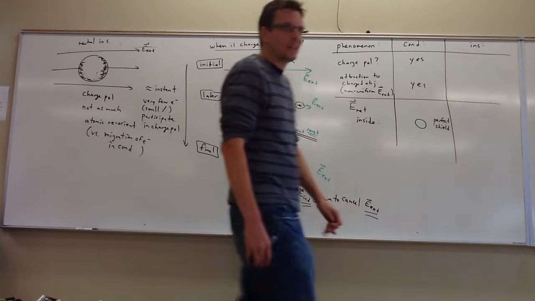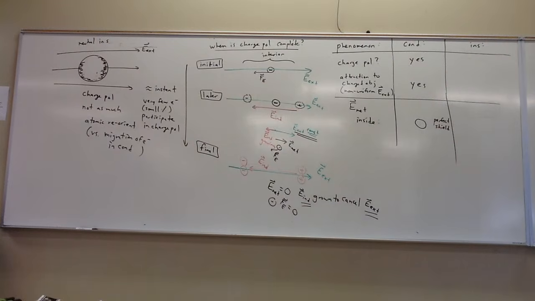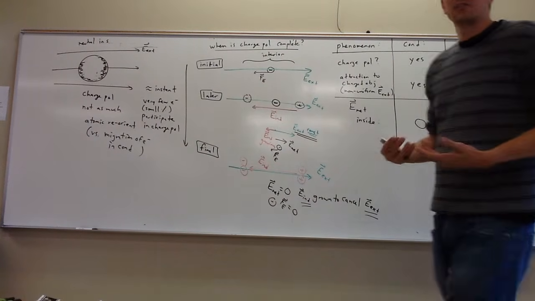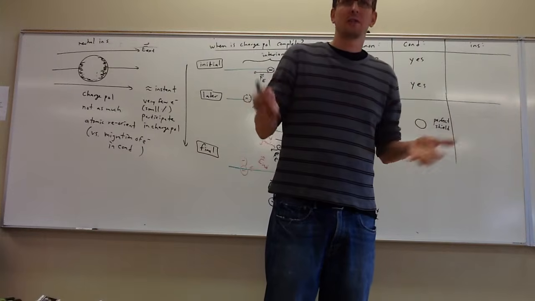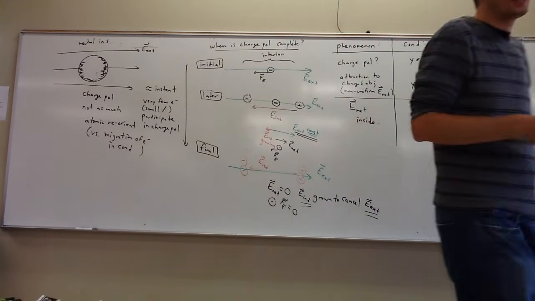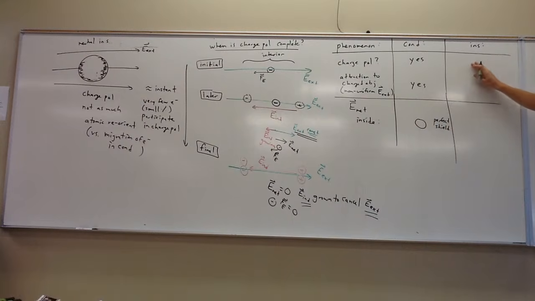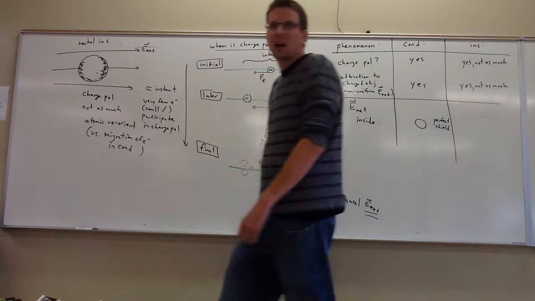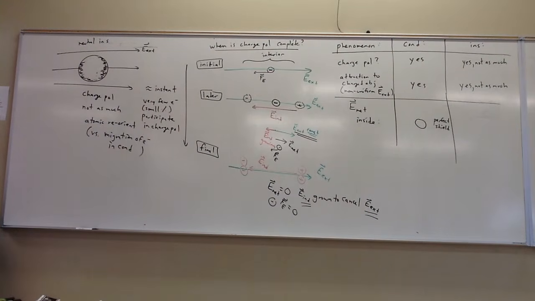So that's where it comes that the insulator kind of tries to do everything the conductor does, but not as well, because it doesn't have access to this mass migration of electrons. It can only charge polarize by reorienting the atoms. So if I go over here, can the insulator charge polarize? Yes, but not as much. And, of course, does that mean it can attract to a charged object in a non-uniform field? Yes, but not as much. So everything is kind of, I want to do it too, but can't do it as well, okay?